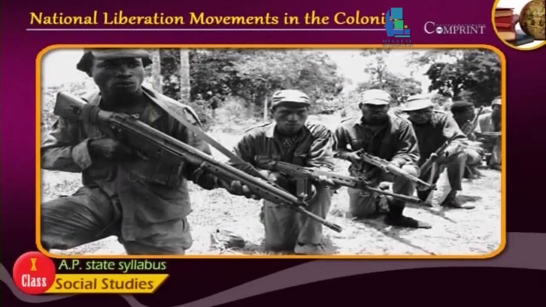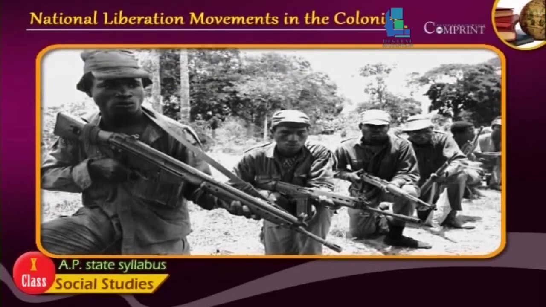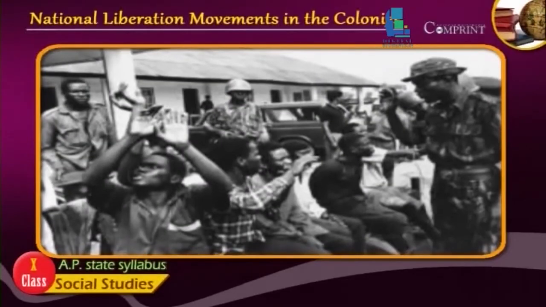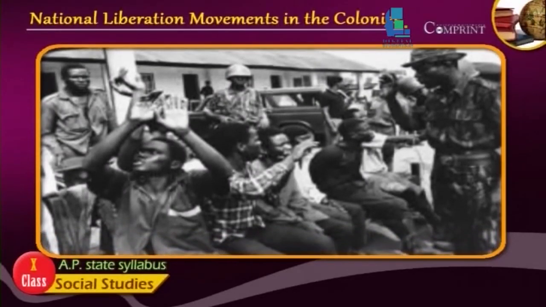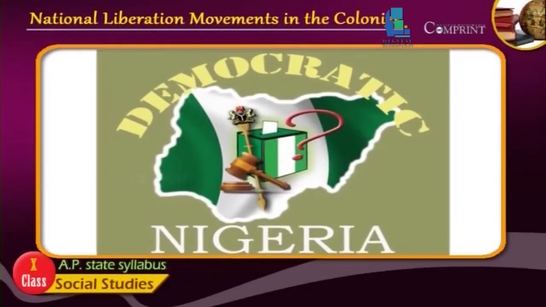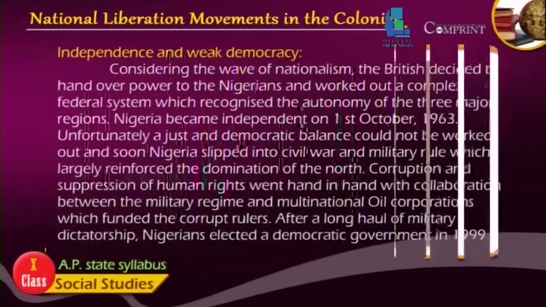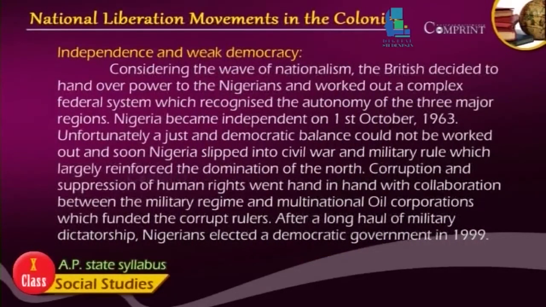Corruption and the suppression of human rights went hand in hand with the collaboration between the military regime and multinational oil corporations which funded the corrupt rulers. After a long haul of military dictatorship, Nigerians elected a democratic government in 1999.